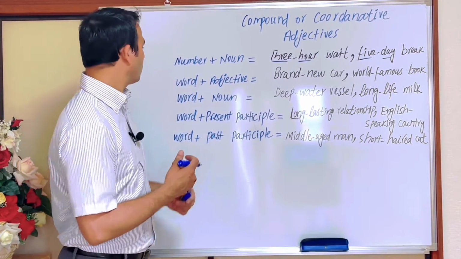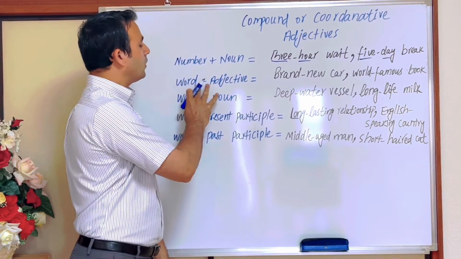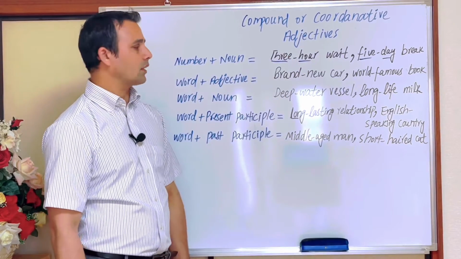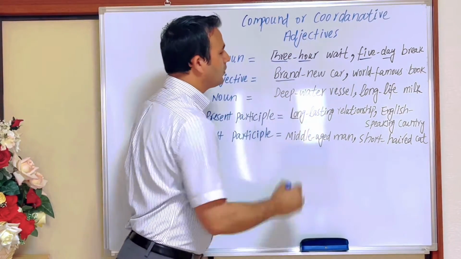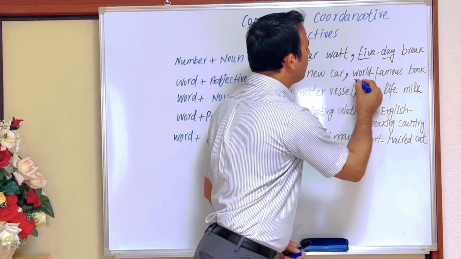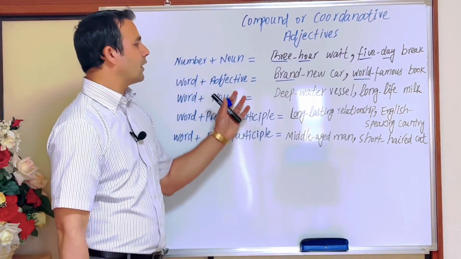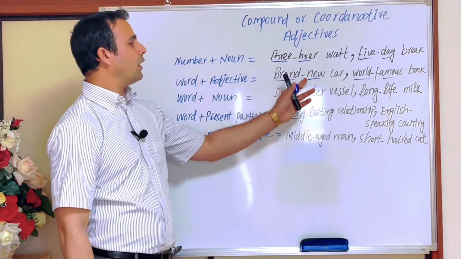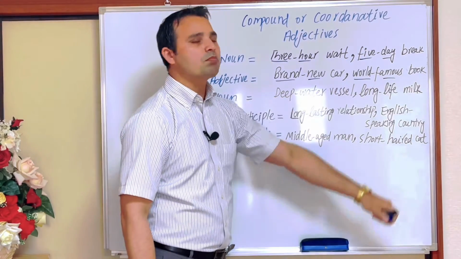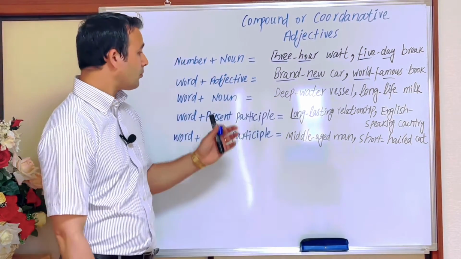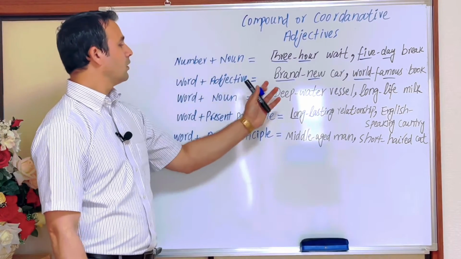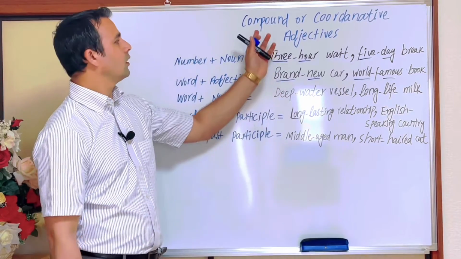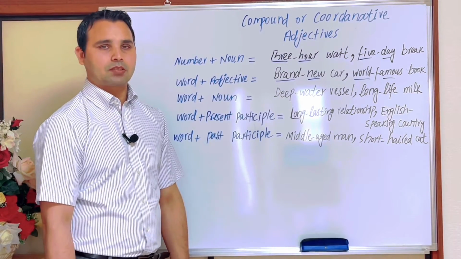In the next example, we can put the word and adjectives together, and we can make compound or coordinative adjectives. The word is brand. The word is world. Adjectives, new or famous. Brand new car. World famous book or player. In this example, we have put the word and adjectives together, and we have made compound or coordinative adjectives.